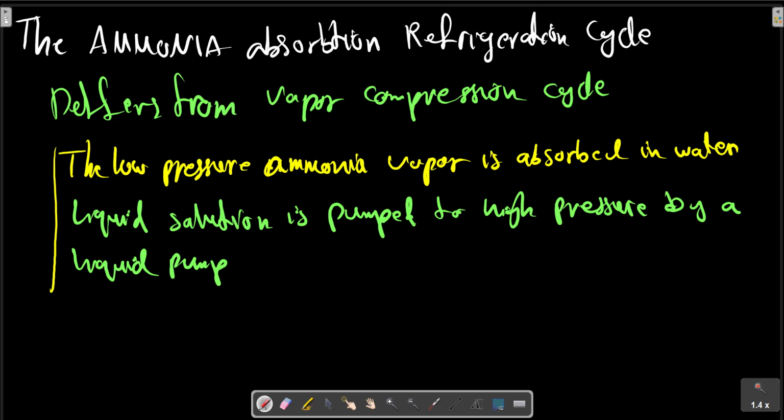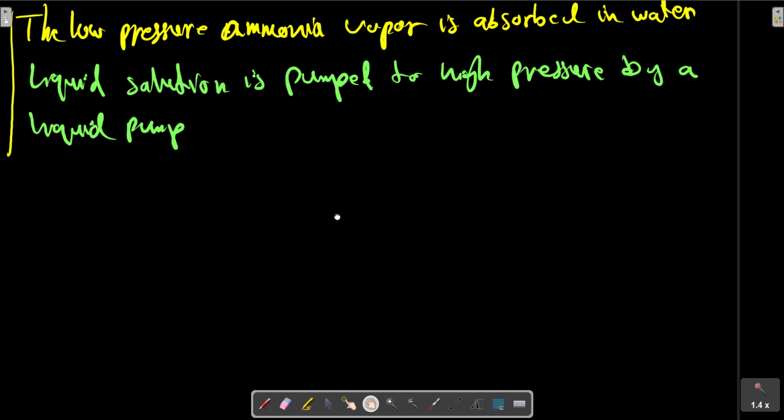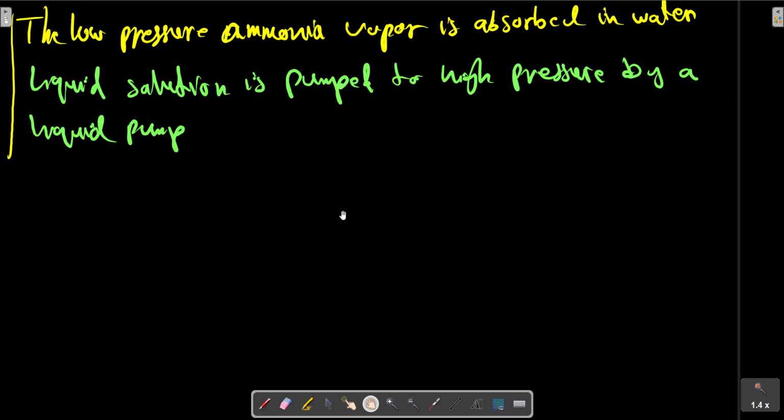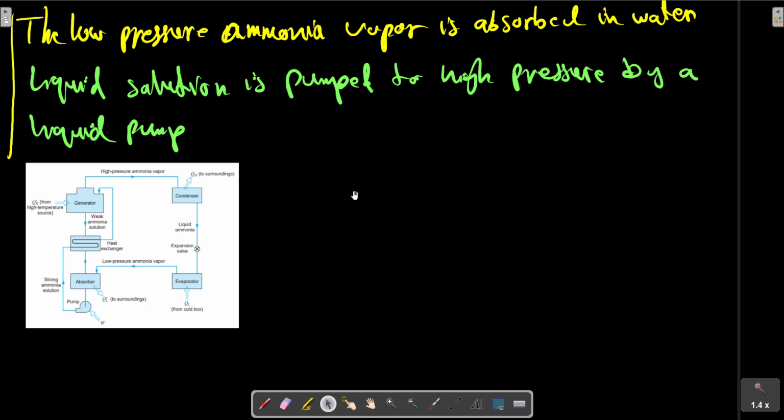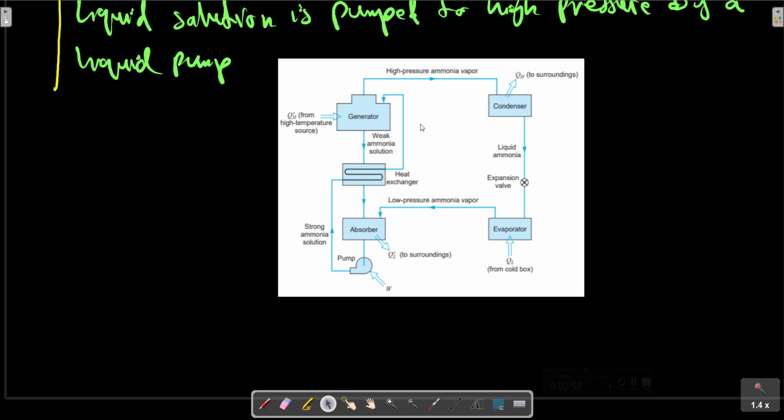This picture provides the schematic arrangement of essential elements of such a system. According to this picture, the low pressure ammonia vapor leaving the evaporator enters the absorber, where it is absorbed in the weak ammonia solution.